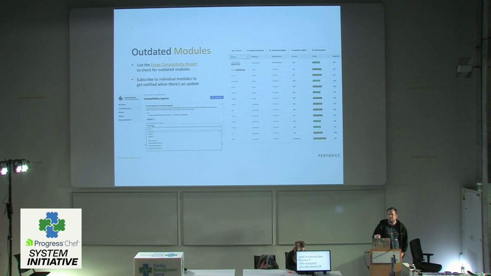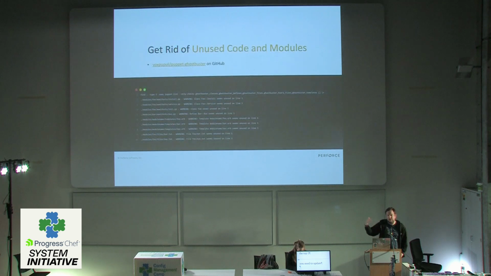Outdated modules. So you can have your code working, you don't want to keep updating your modules, but using the Forge compatibility report, which is available for everyone, you can select Puppet versions, you can look at what happens if I update a module, and it just helps you work that out.